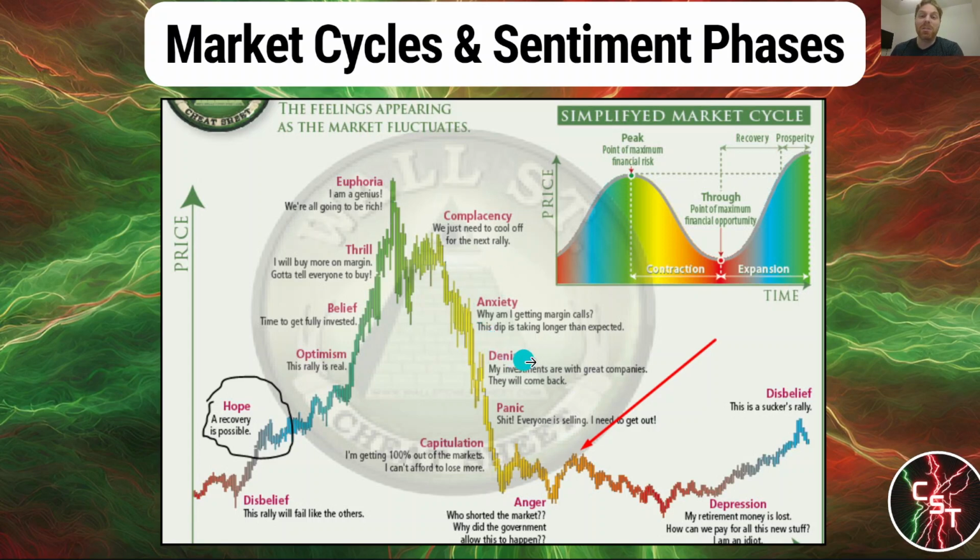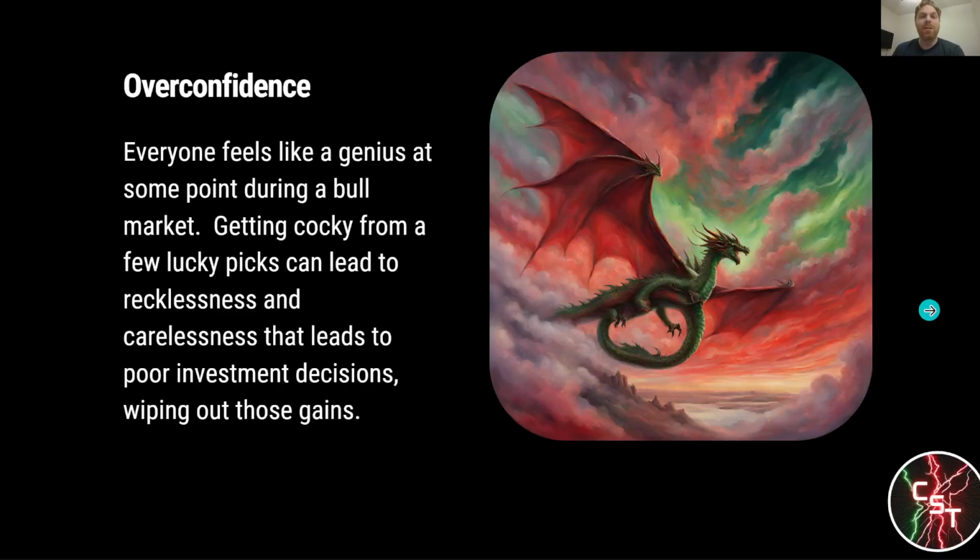Anxiety. Why am I getting margin calls? The dip's taking longer than expected. Denial. My investments are with great companies. They'll come back. Panic. This is going to zero. Capitulation. Everybody's getting out of the markets. Anger. And finally, just this downward trend into depression. And then from there, the market trends back up again. So it gives you maximum greed to maximum fear. And you can see here, peak point of maximum financial risk is at euphoria. And then through the point of maximum financial opportunity in the contraction phase, and then back to recovery and prosperity again. So everyone feels like a genius at some point during a bull market.